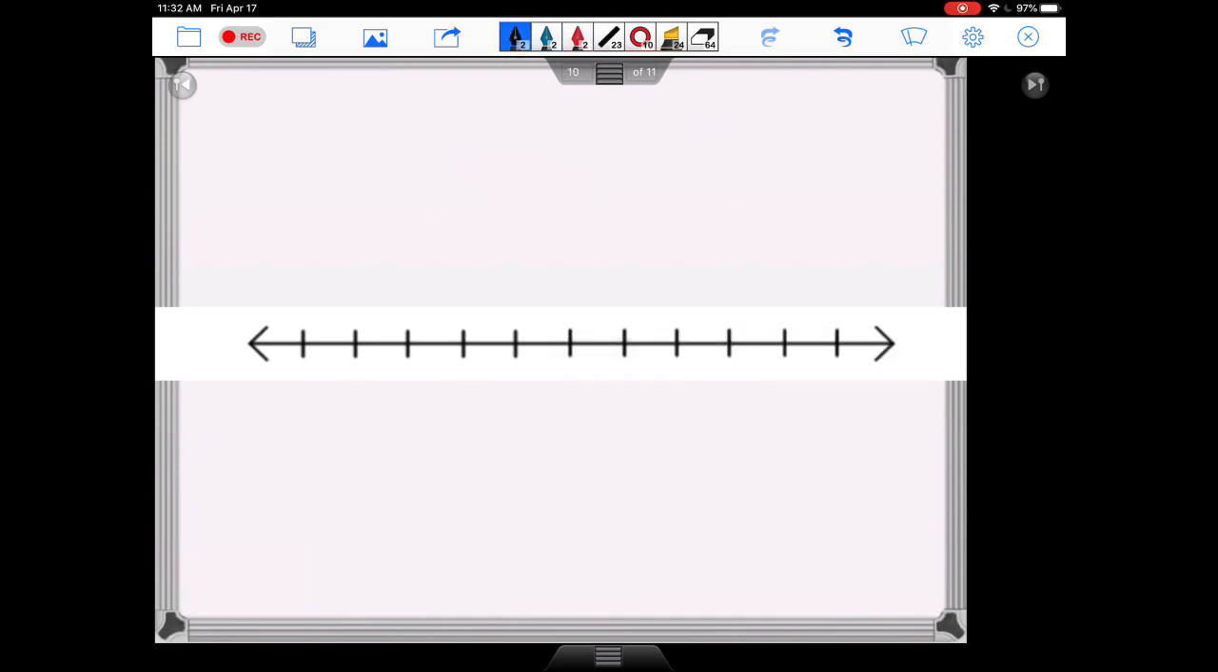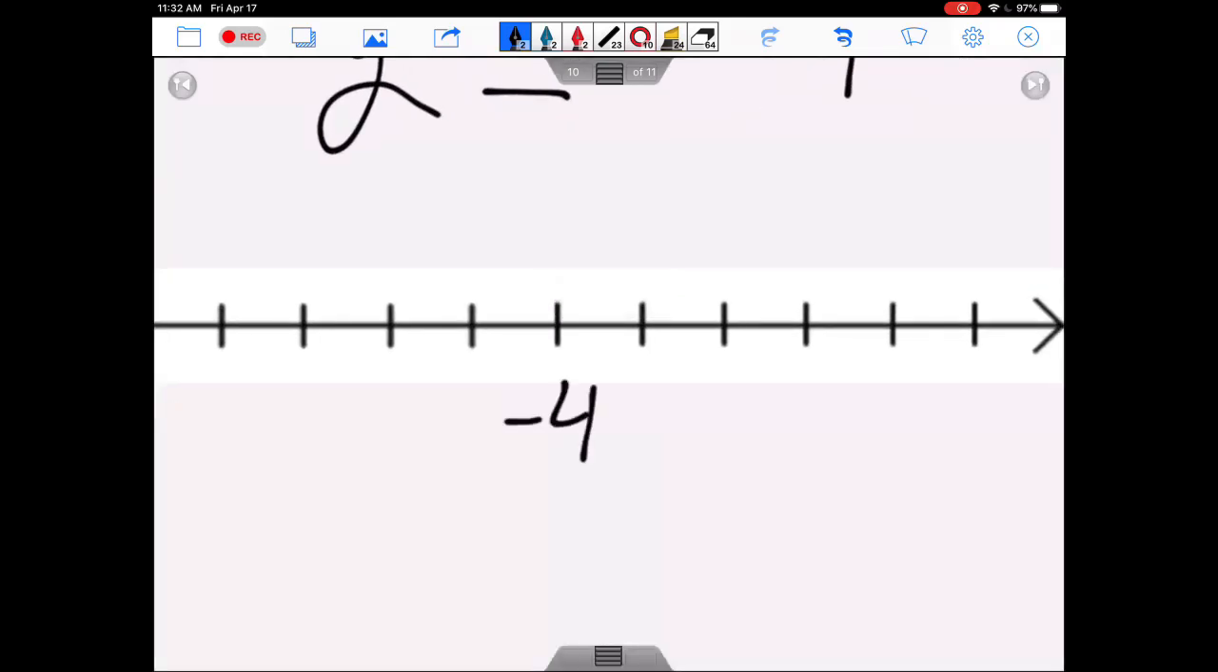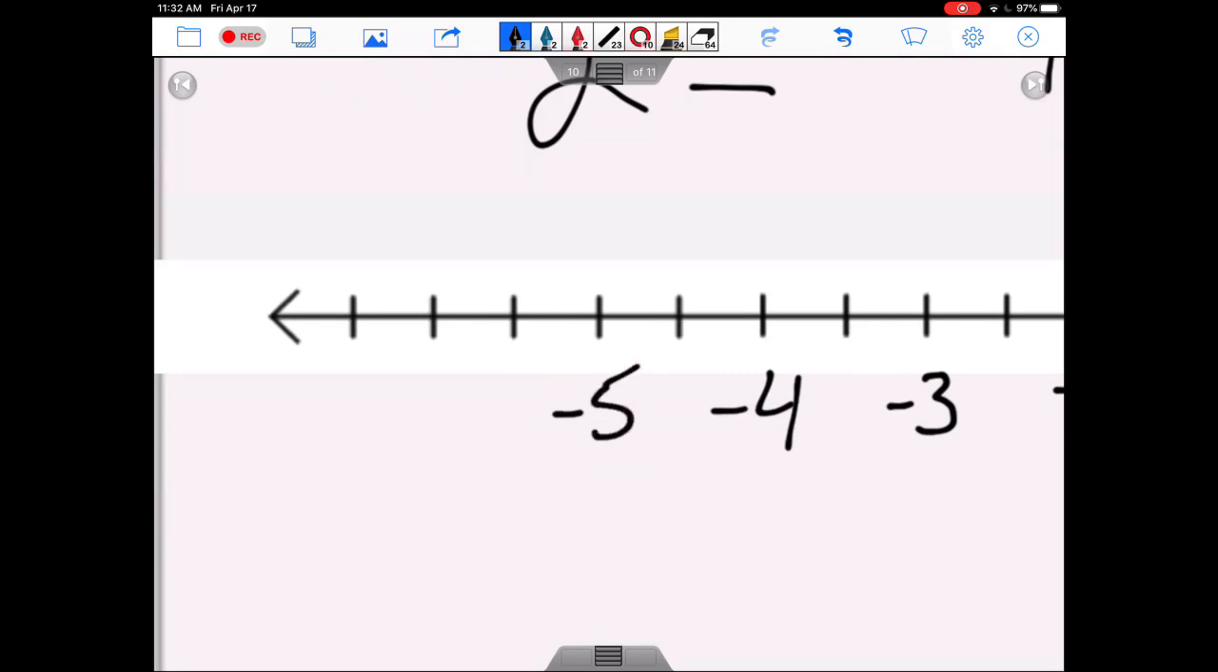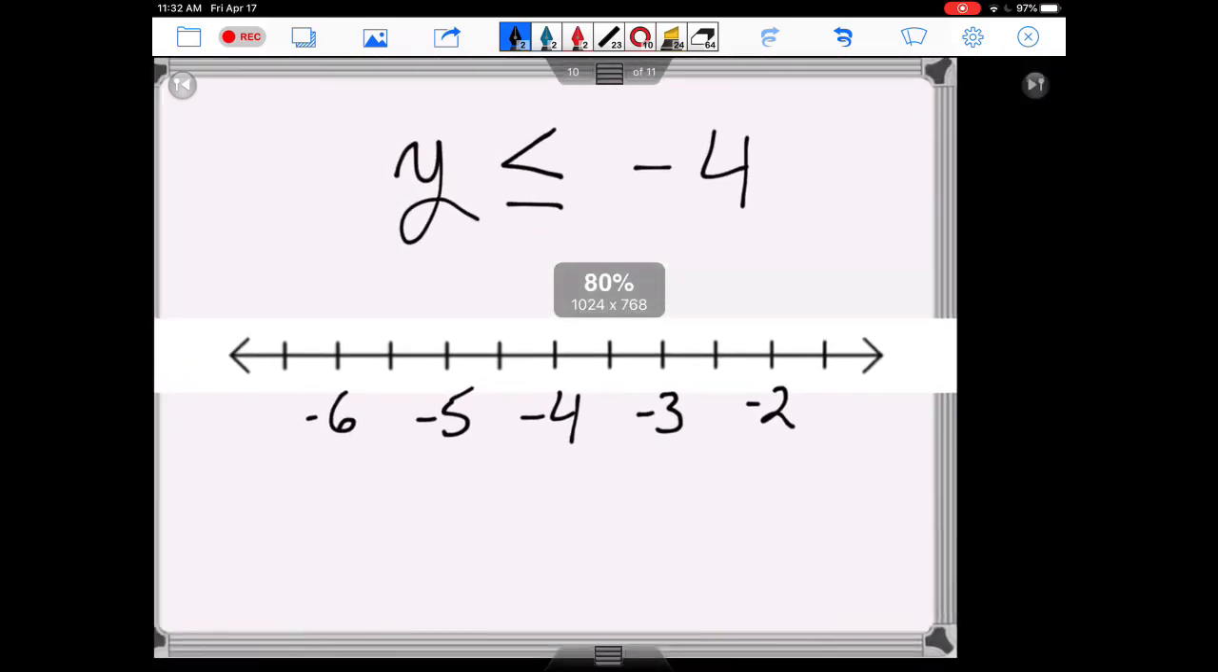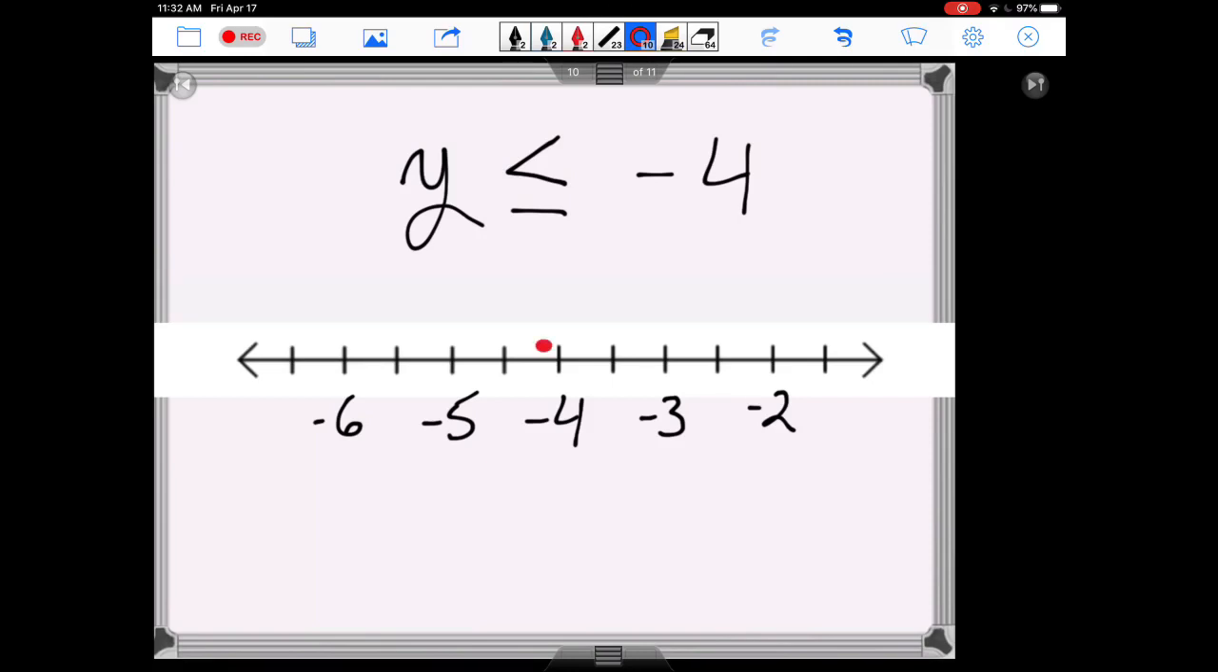Example 3. Let's do y is less than or equal to -4. So we're going to put -4 in the middle on our number line. Now remember, negatives are backwards. So this would be -3 and -2. This would be -5 and -6. Now when we plot this, we're going to put a circle at -4. Should it be an open circle or a closed circle? Well, if you said closed, you're correct. We need to shade in that circle.